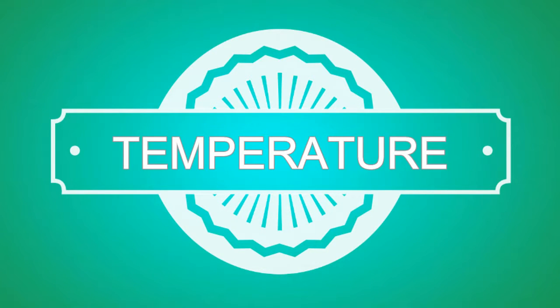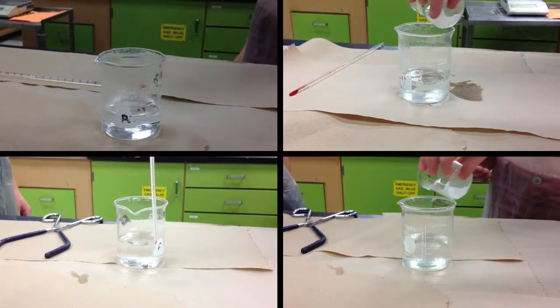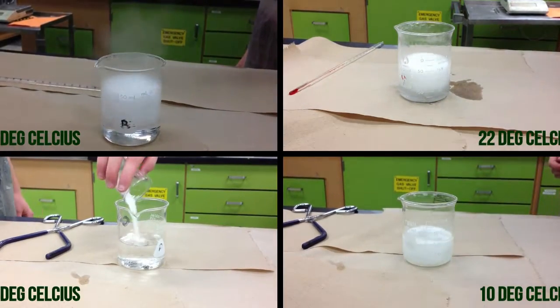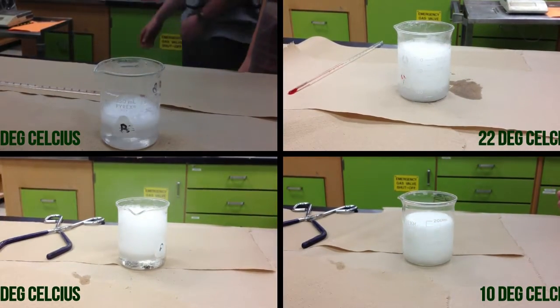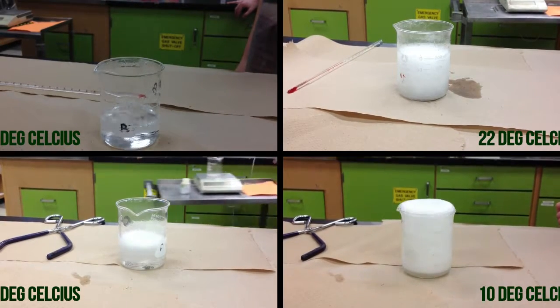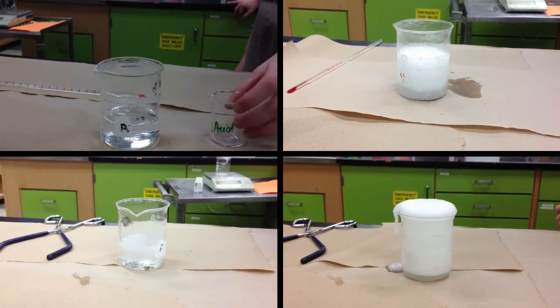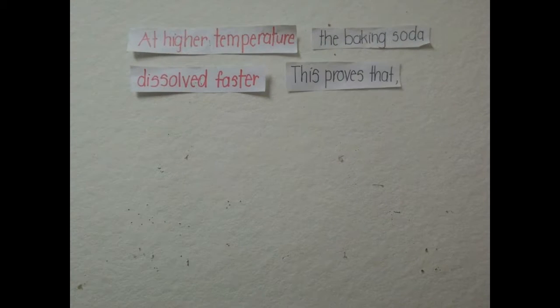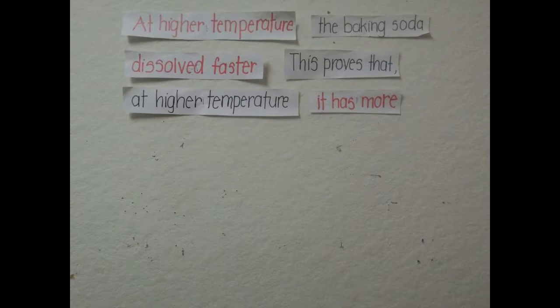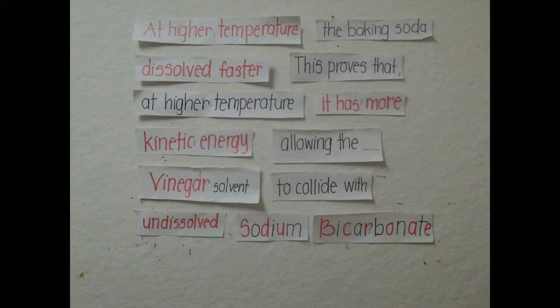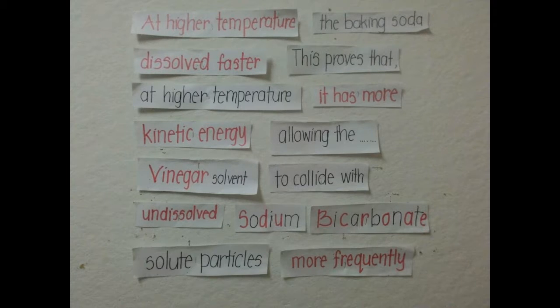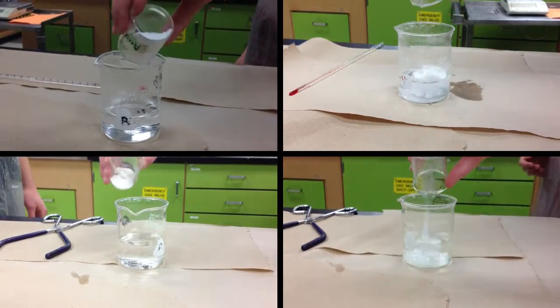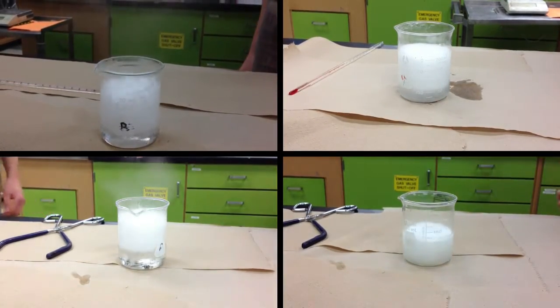Okay, the factor is temperature, which Lisa will show you guys what temperature will do to the rate of reaction. Okay, let's start. In this experiment there are 4 different temperatures. The mass of vinegar and the volume of baking powder are constant. The result is different when the vinegar is poured into the beaker that contains baking powder. Therefore, at higher temperatures, the baking soda dissolved faster. This proves that at higher temperatures there is more kinetic energy, allowing the vinegar solvent to collide with undissolved baking soda solute particles more frequently.